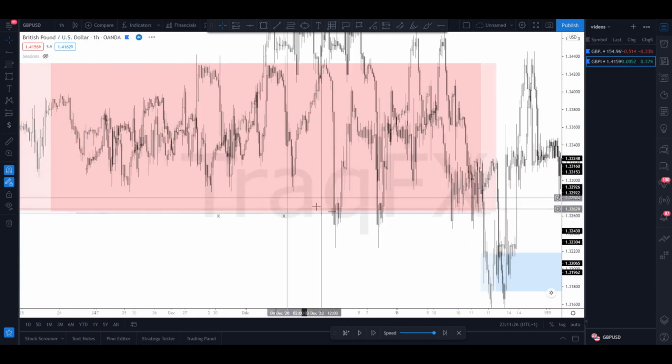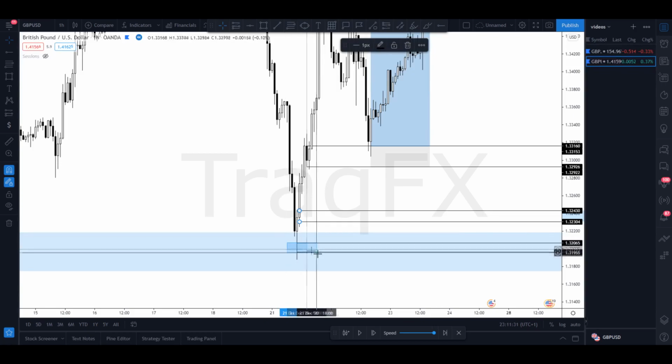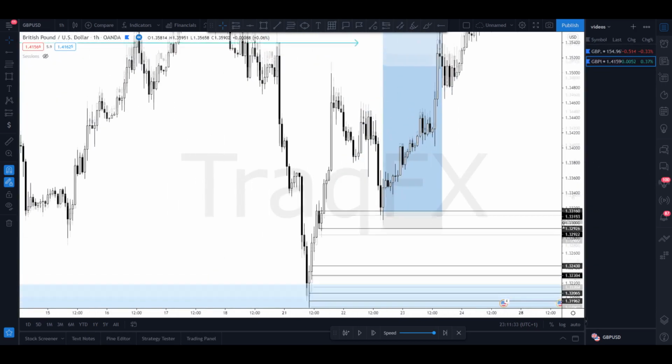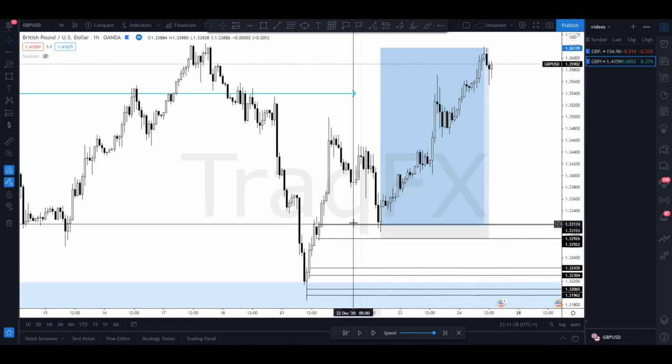We saw an institutional candle right over here on the 1H. I saw it, I set my limit. I saw another 5-minute and another 5-minute. I set limits for all of these. As soon as price tapped into this institutional candle, it came in perfectly.